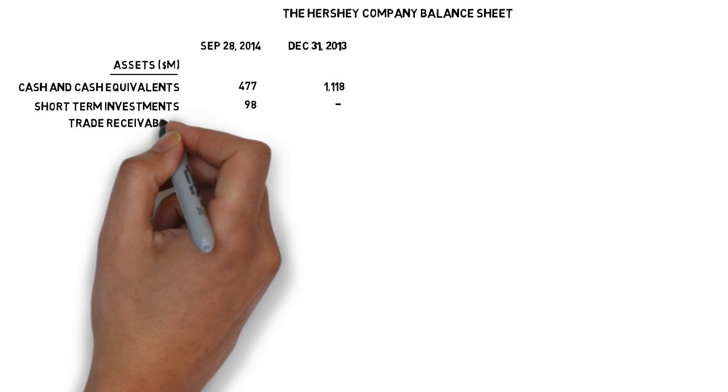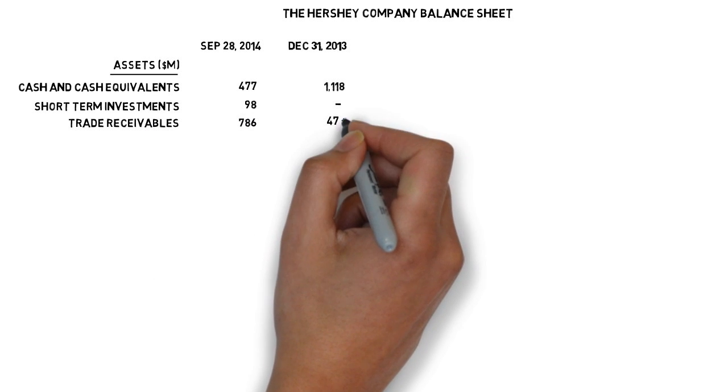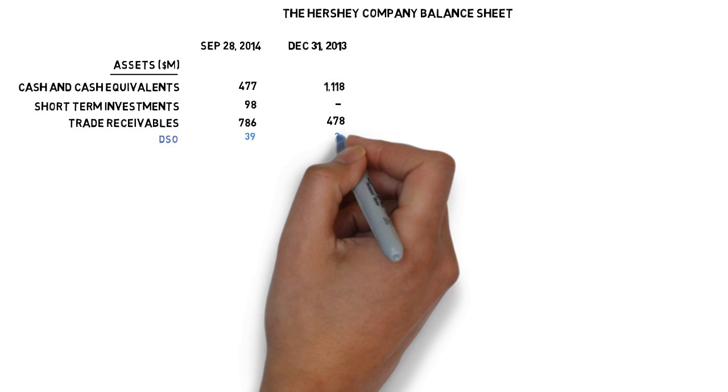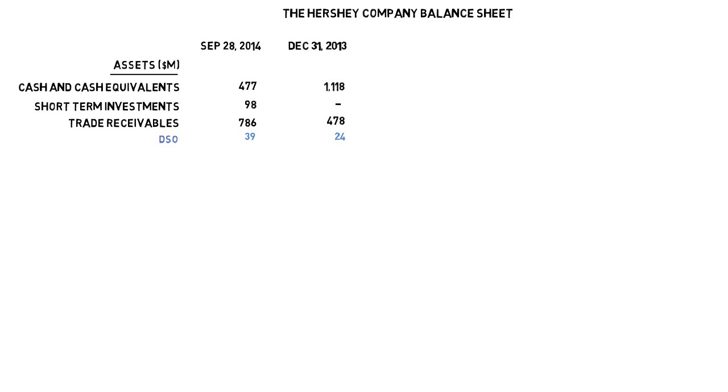Trade receivables are often expressed as days of sales outstanding, or DSO. We obtain this ratio by dividing trade receivables by annual sales and then multiplying by 365. Calculating this out, we find that DSO have increased from 24 days at the end of December to 39 days here. This implies that Hershey has become less efficient at collecting receivables. Now, there may be a seasonal change going on here, but it's something that's worth exploring further.